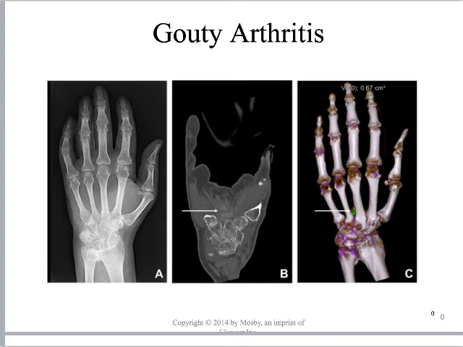This is a very interesting new development in the field. So here's gouty arthritis on a hand x-ray. I cannot see it, right? It looks completely benign to me. The hand, they might say, unremarkable hand x-ray.